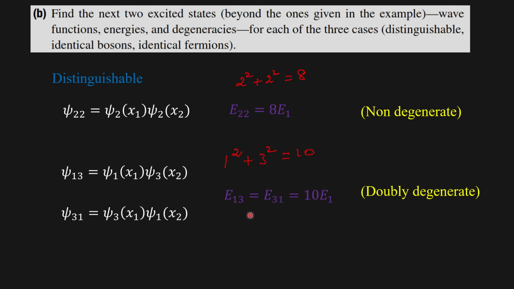So 10 E1. So E13 is equal to E31, but we can distinguish between these two levels because the particles are distinguishable. So we have doubly degenerate. These two states are having same energy level but different state. So doubly degenerate. Now we will move on to identical boson and identical fermion.